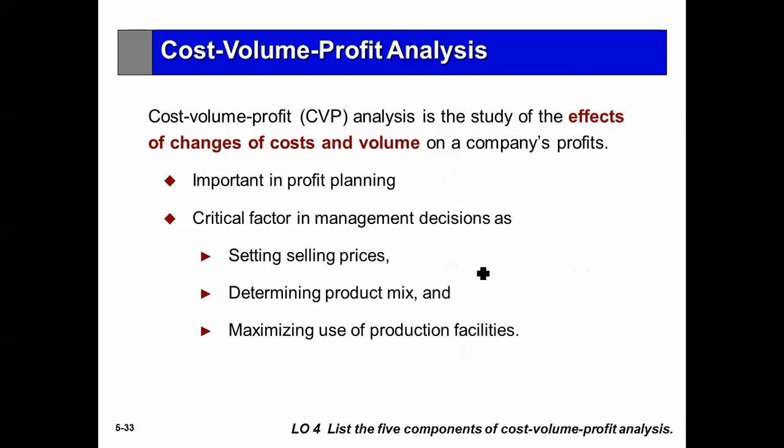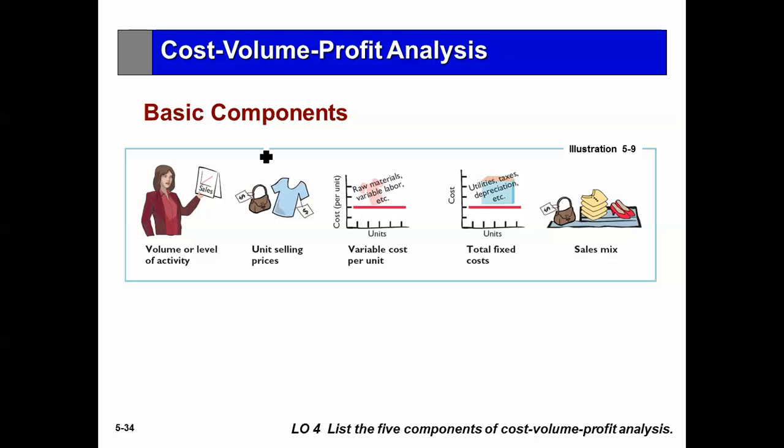Okay. Now that I have everything in fixed and variable, I can go forward with what's called the cost volume profit model. This is very important for product and profit planning, setting selling prices, determining product mix, maximizing production facilities. The idea here, the basic components, it's the level of activity. Let's say sales. We always use sales as an example.